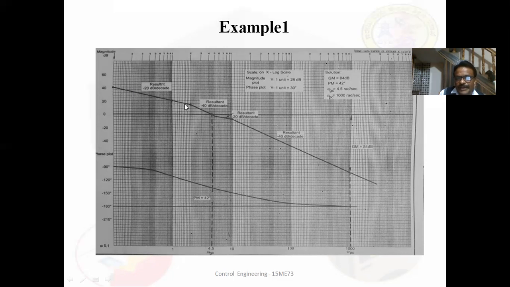These points are joined by a smooth curve. The resultant magnitude is a straight line, but this is a smooth curve. Friends, once you complete, this is the Bode plot, this is the phase angle plot. So we have to find out the gain margin as well as the phase margin.